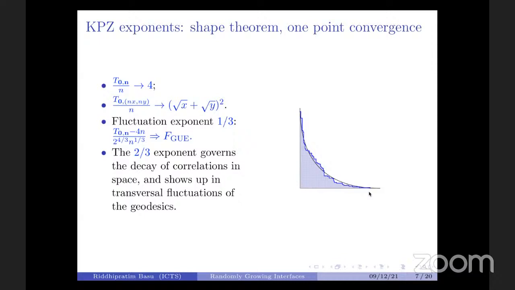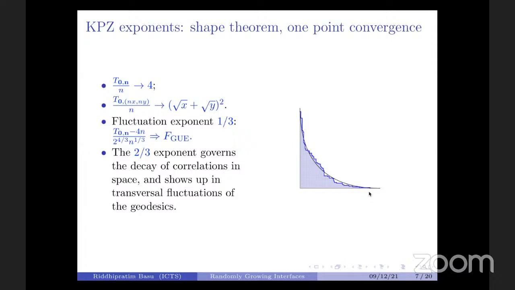So what is known about this model? A lot of things are known about this model. In particular, it is known that the growth is linear. If you go in some direction x comma y, and grow for some distance n, so you look at the last passage time from the origin to the point nx comma ny, it grows linearly, and the first order scaling by n gives you a limit which is an explicit function. In particular, it's the function square root of x plus square root of y, whole squared. That's not very important for us.